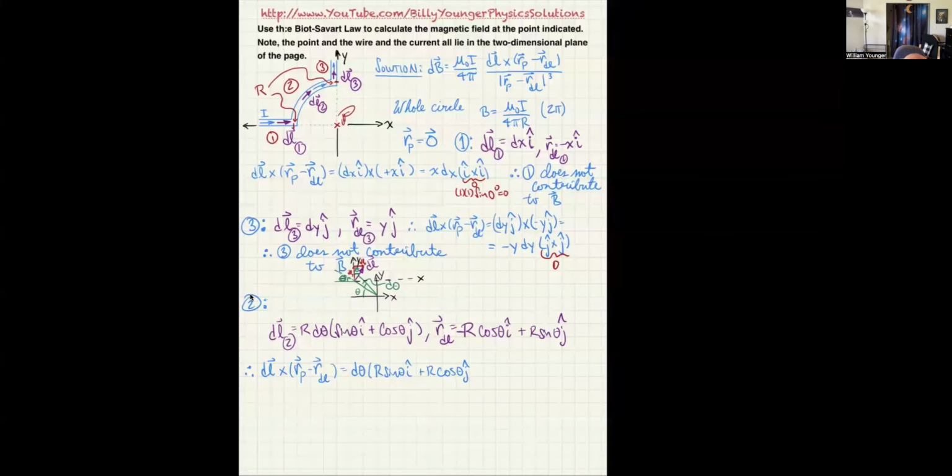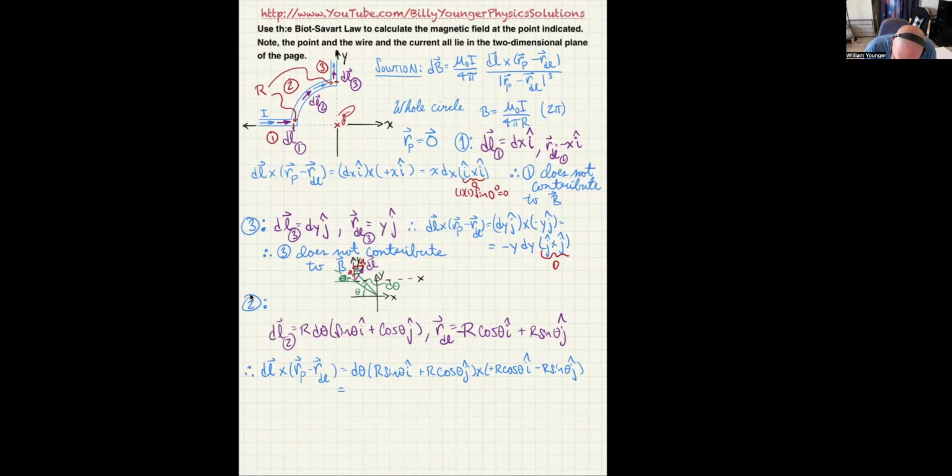theta j hat. That's going to be crossed with RP minus RDL, but RP is 0, so when I go RP minus RDL, that becomes minus a negative R cosine theta. So that's plus R cosine theta i hat, and then 0 minus R sine theta j hat. Now we can do the cross product with this, again using FOIL, first, outer, inner, last.